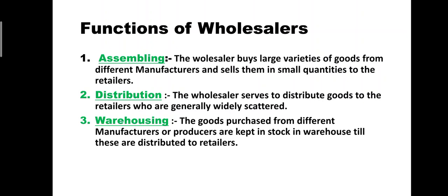The wholesaler buys large varieties of goods from different manufacturers and sells them in small quantities to the retailers. What is assembling? The wholesaler buys large varieties of goods from different manufacturers and sells them in small quantities to the retailers. Second function of wholesalers, distribution. The wholesaler serves to distribute goods to the retailers who are generally widely scattered.